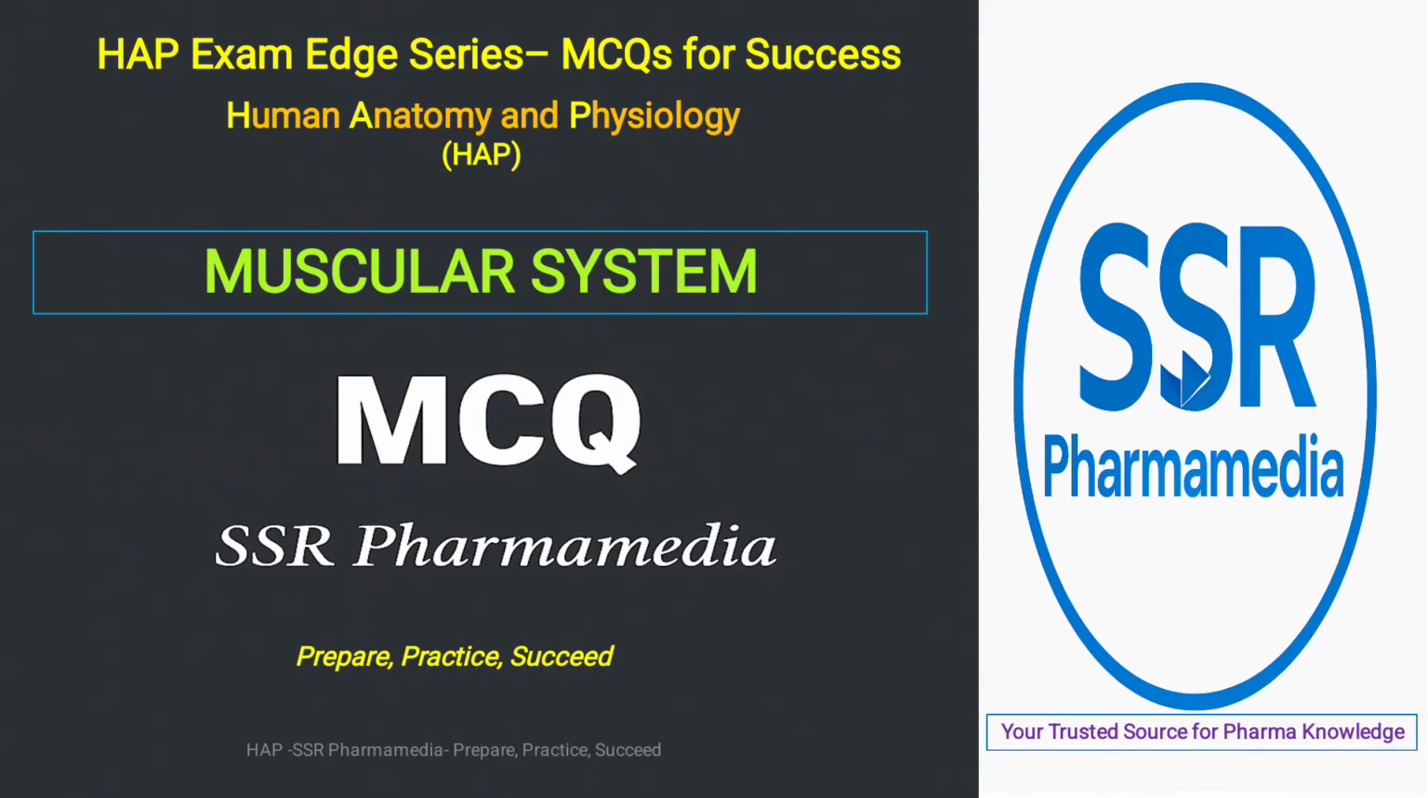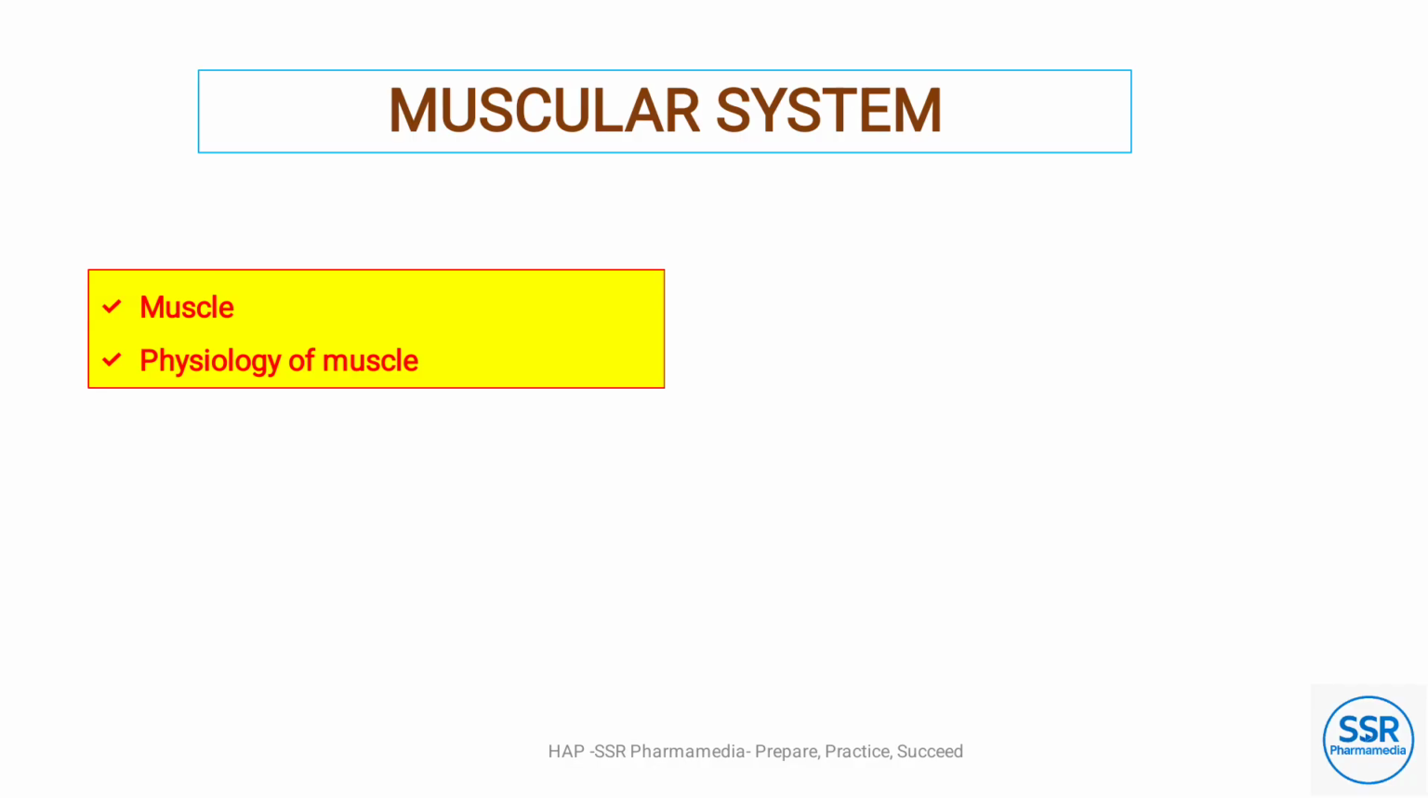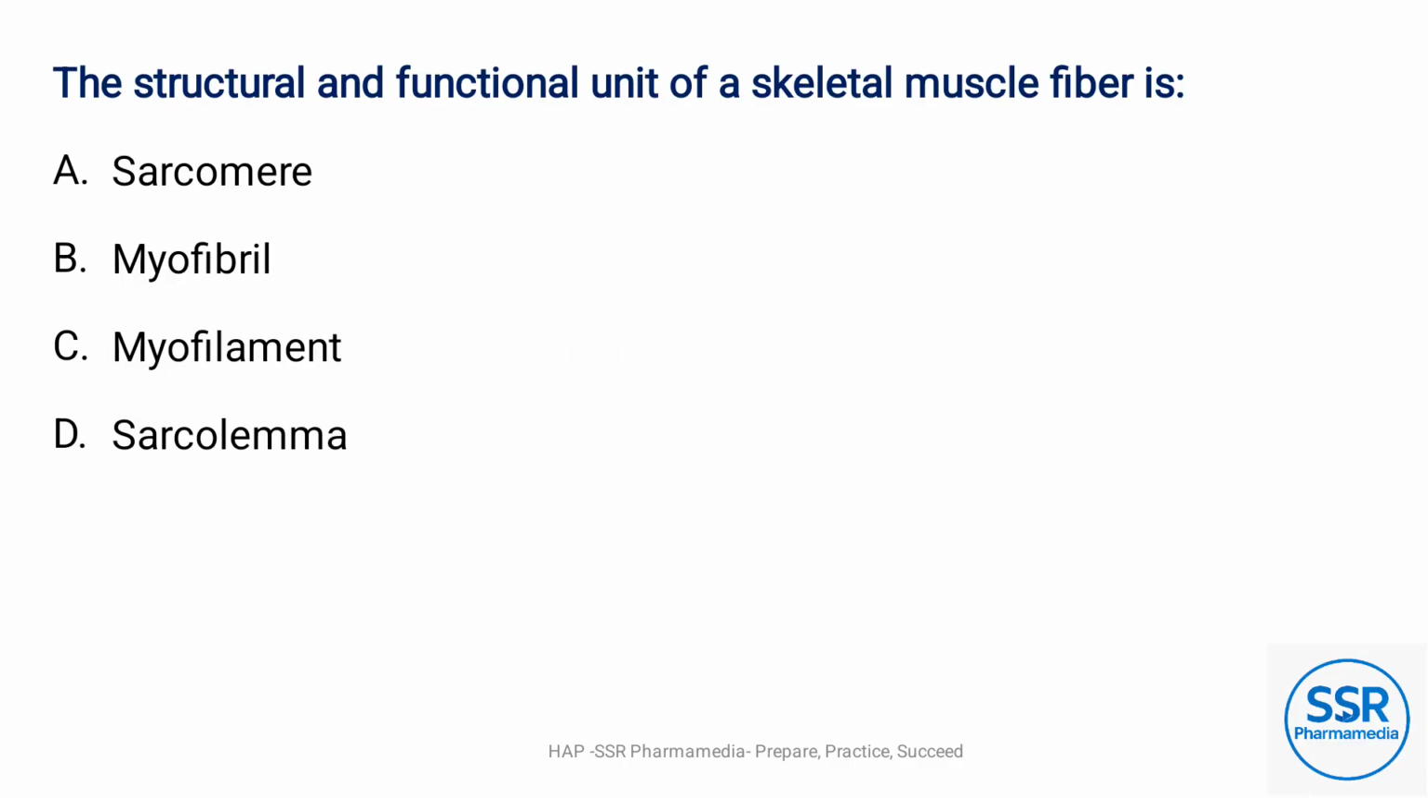HAP Exam Edge Series, MCQs for Success, Human Anatomy and Physiology. Today we are going to discuss the muscular system. Prepare, practice, succeed. So now we will discuss the muscular system. In that we are going to discuss muscles and physiology of muscles. So we'll move into the questions.